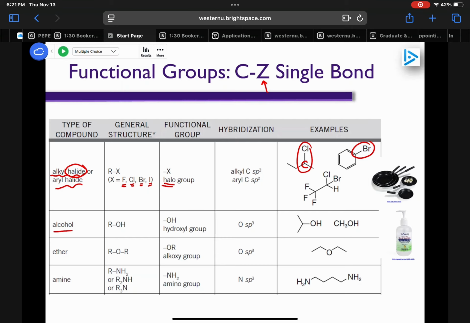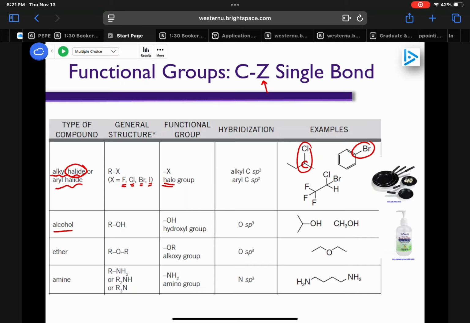Now we're going to move to our alcohol. This is when we have a carbon with a single bond to oxygen that then has a single bond to a hydrogen. This R that we're looking at, you can think of it as standing for the rest of the molecule that frankly we don't care about.